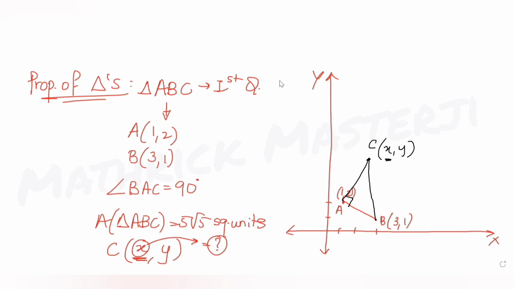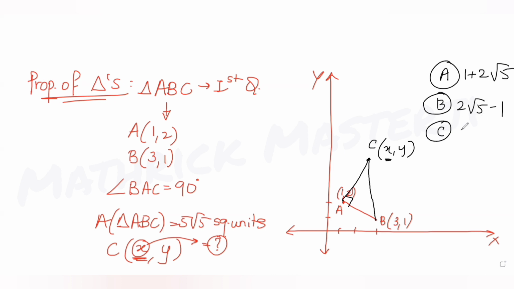And if I talk about the answer choices that are given to me here, the options are: 1 plus 2 root 5. The second option is 2 root 5 minus 1. The third option is 1 plus root 5. And the last option is 2 plus root. We need to figure out which one of the answer choices is the correct answer for the abscissa, or the x coordinate, of the third vertex C of that triangle.